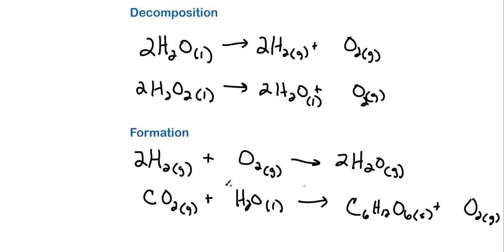We've got 6 carbons and only 1 carbon, so we're going to put a 6 here. We've got 12 hydrogens and 2 here, so we need a 6 here. We've got 18 oxygens on the one side: 6 plus another 12 is 18. So we're going to need 6 here, which gives us 12 plus 6, 18. Now we're balanced. So this in reality is a formation reaction again.